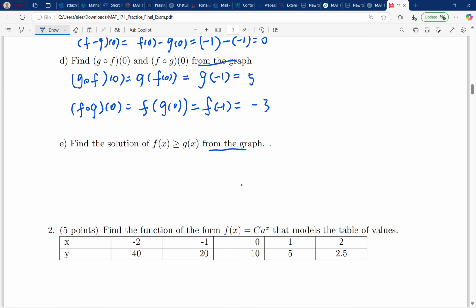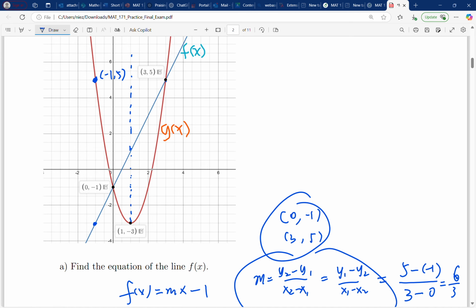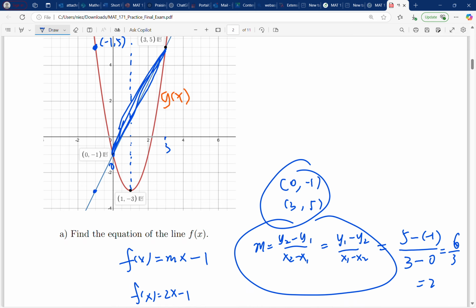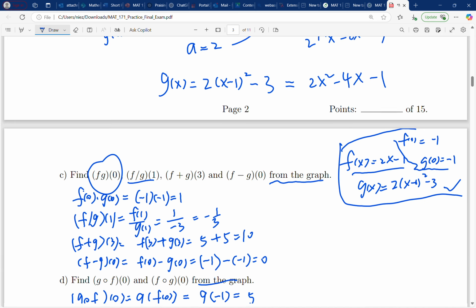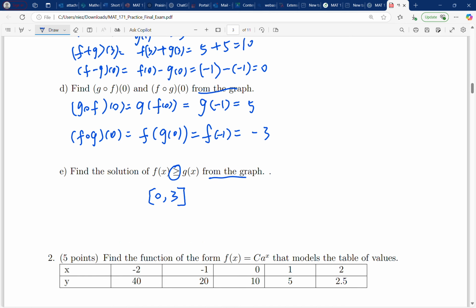Find the solution to f greater than or equal to g. That means the line is greater than the parabola. It is this part, where the line is greater than the parabola. Then you need to find the x values. X here is 0, and this point is 3. So from 0 to 3, f of x is greater than g of x. You just write the interval. Since there is an equal sign, you use brackets. This one is very easy.